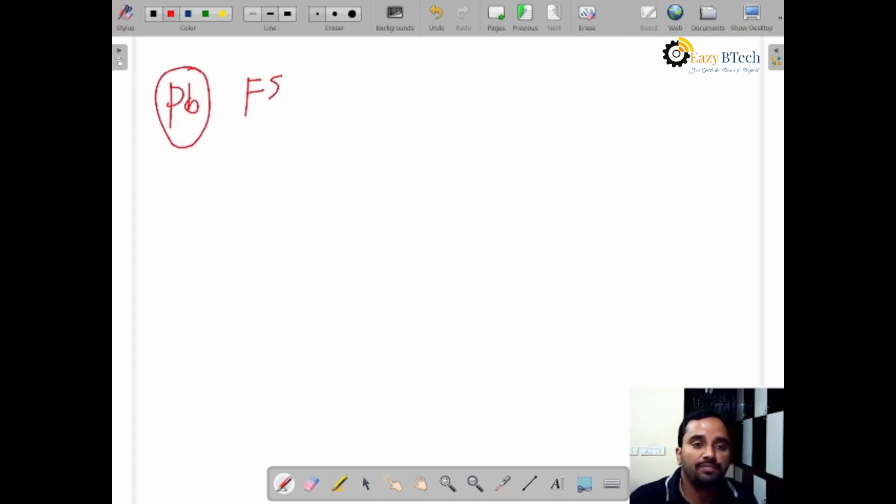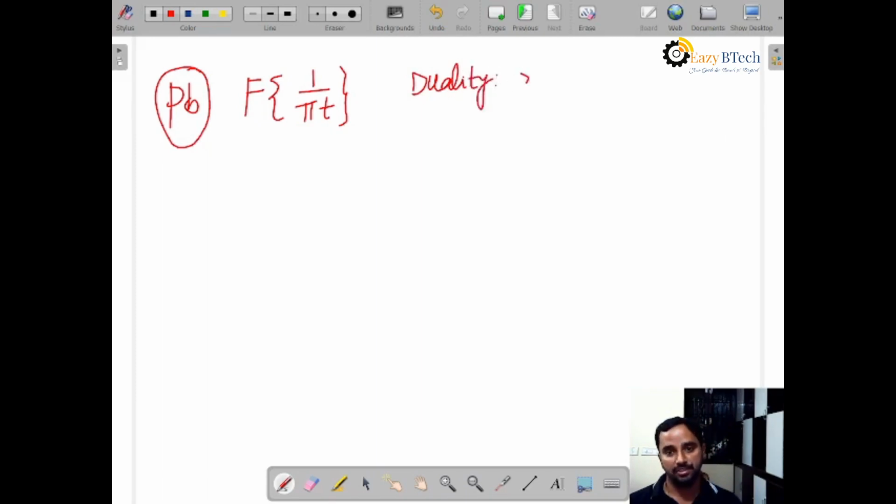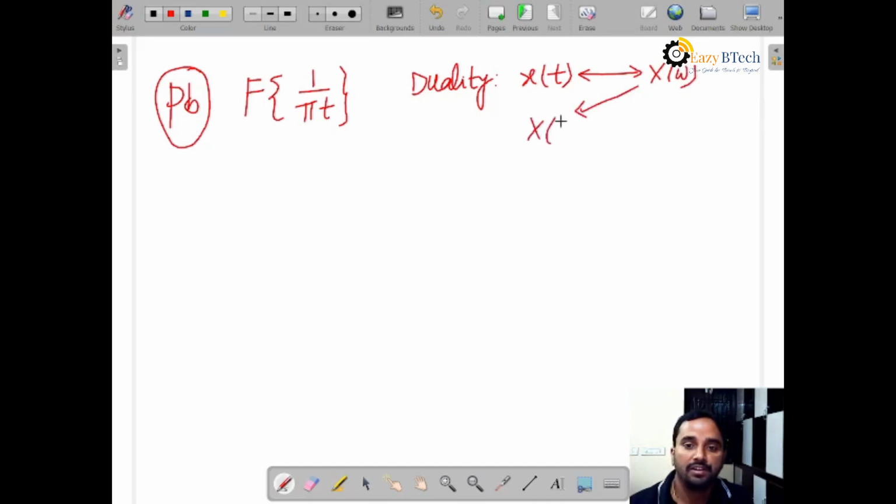Fourier transform of 1 by pi t. Very, very important. What is the Fourier transform of 1 by pi t? If you use the Fourier transform formula directly, we cannot do it. Using a property, we can do it: the duality property. First we define the duality property, then we can use it. If x of t has Fourier transform x of omega, then take this x of omega with omega replaced by t, and its Fourier transform will become 2 pi x of minus omega.